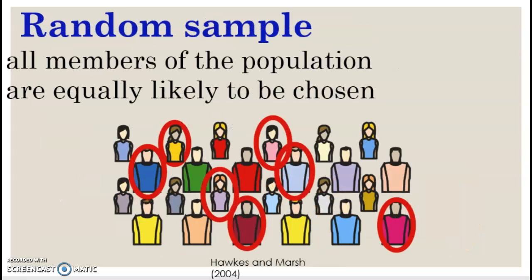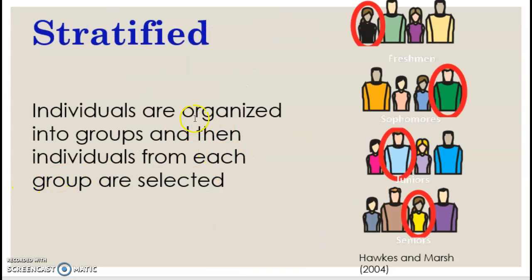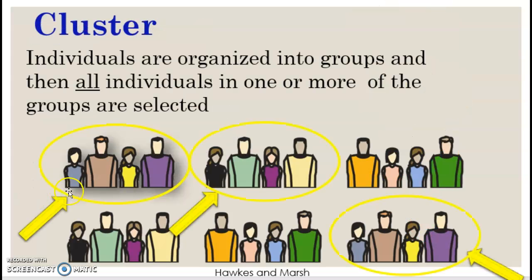A random sample. All members of the population are equally likely to be chosen. That's numbers in a lottery. You've just got them turned around and one pops out. Stratified. Individuals are organized into groups, freshmen, sophomores, juniors, and seniors, and then individuals from each group are selected. And then cluster. Individuals are organized into groups, and then all individuals in one or more of the groups are selected. So you've got them grouped this way, and then these 3 groups are selected. That is cluster sampling.